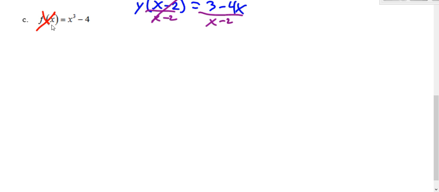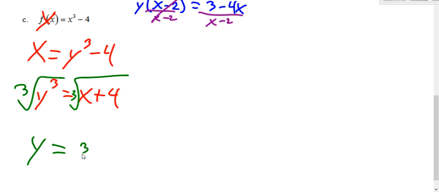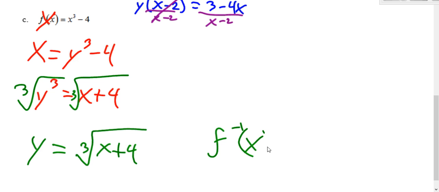So f of x is like y. Now switch the x and y and solve for y. Add 4. And to get rid of the cube, you're going to cube root. So that is the inverse.